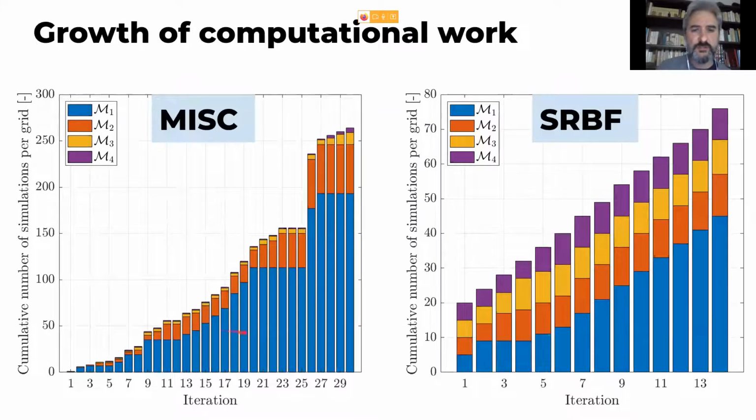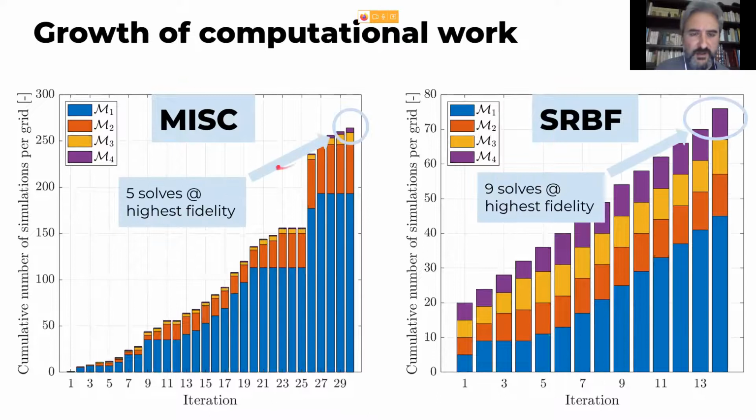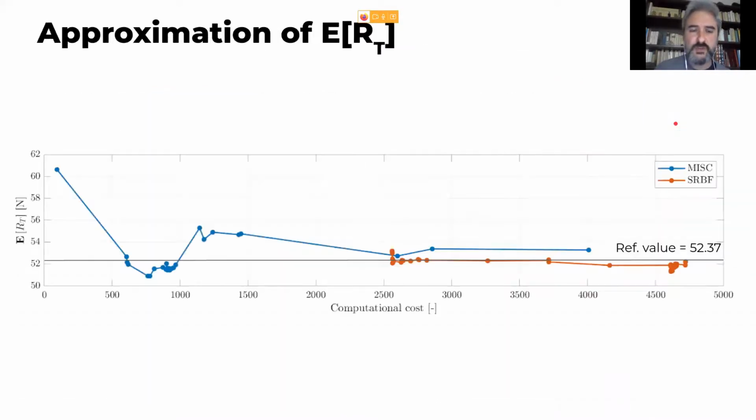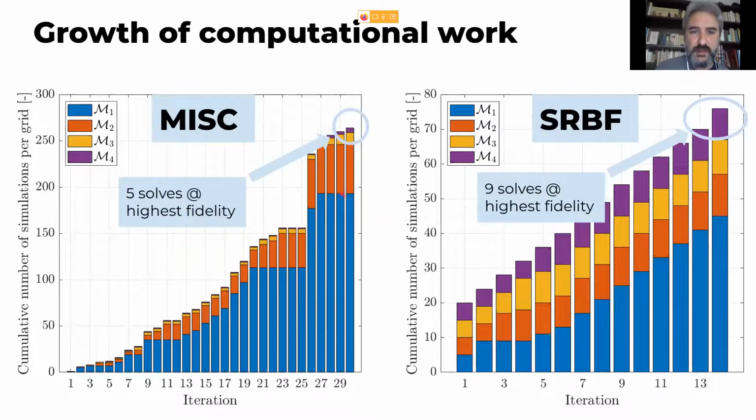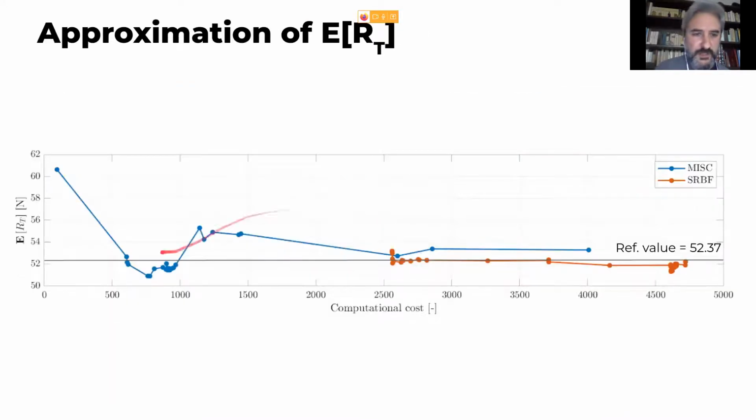And here you see the growth of the computational work as MISC and SRBF go by. In the end, we get like 200 solutions on the coarsest mesh for MISC and 50 on the coarsest mesh for SRBF, whereas you only have 5 solves on the highest fidelity for MISC and 9 for SRBF. So if you now renormalize everything and account for the actual computational cost, this is the convergence, for instance, in approximation of the expected value of the water resistance as the computational cost increases.